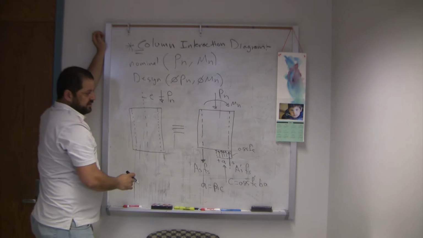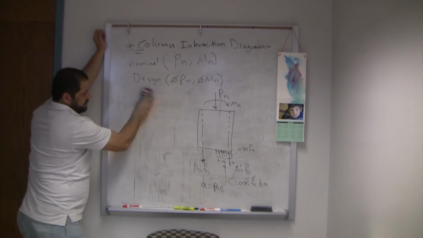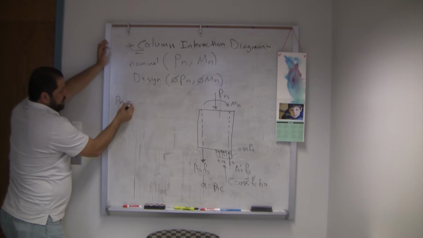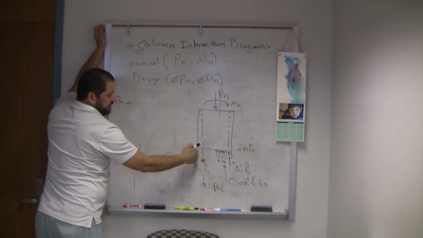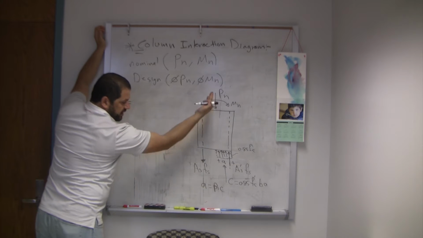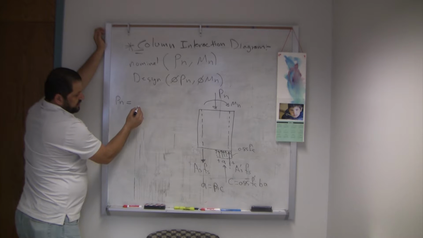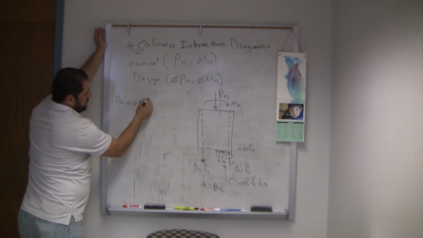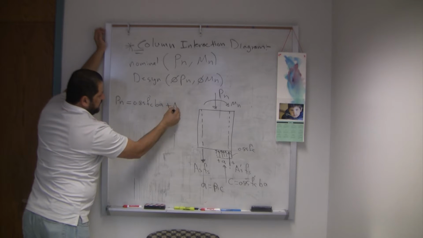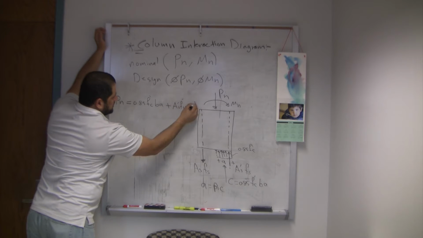At nominal, if you do the sum of the forces in the y direction equal to 0, you will have the following. Pn is down, so Pn equals anything that's up, in the positive y, minus anything that's in the negative y. So it is 0.85 f'c b a plus As' Fs' minus As Fs.